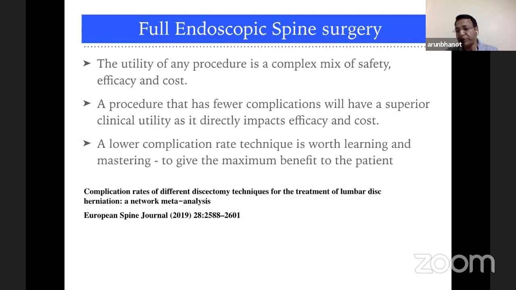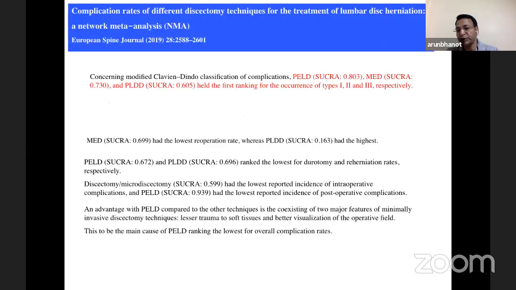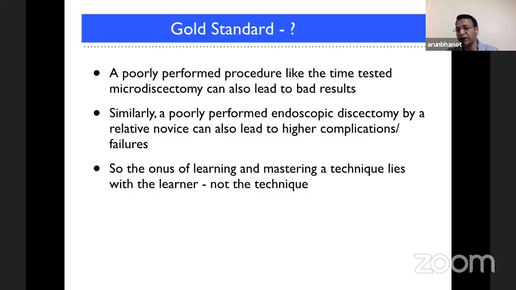Now, this is the paper which I wanted to share with you about complications. So if a technique offers lower complication rate, it is worth learning and mastering to give the maximum benefit to the patients. So the onus lies on us to learn it rather than just believing that a particular technique has been a gold standard technique.